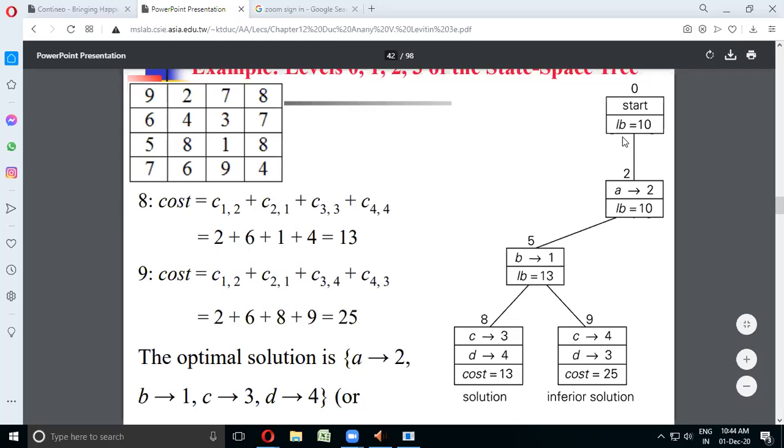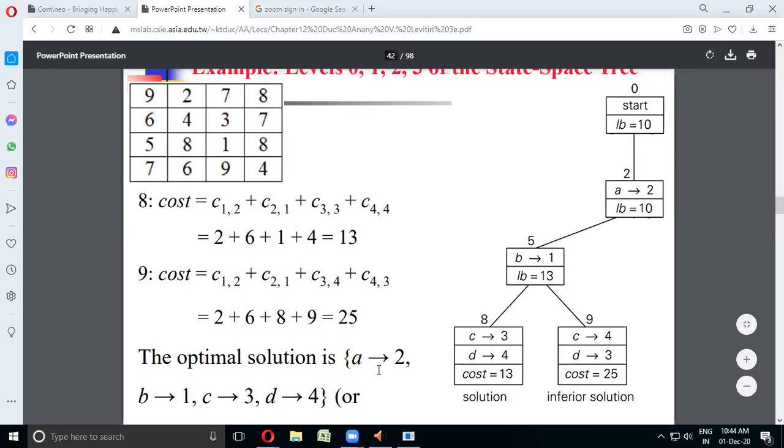The lower bound we had fixed for this problem at first was 10. Now, the solution for this would be 13. Okay, but this cost of 25 is going to be an inferior solution. So we will not take up this solution. So we are going to come up with it like this.